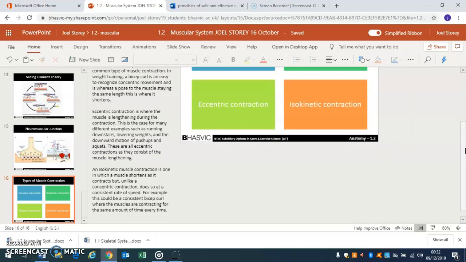And finally, an isokinetic muscle contraction is also where the muscle shortens, just like concentric contraction. However, this will do it at a consistent rate of speed, which means that, say, if you were doing a bicep curl, this would be the upward phase again, but it means the contraction happens for the same amount of time on every rep, making it isokinetic contraction.